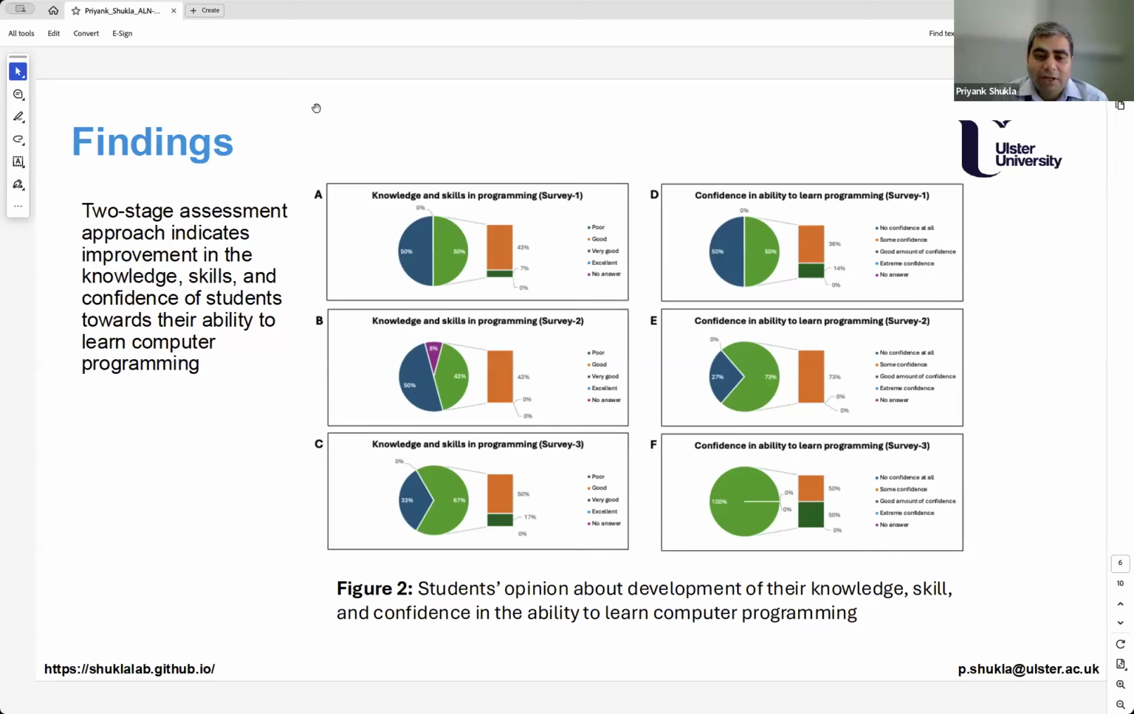Same goes in terms of knowledge and skills. There is a slight improvement. I again won't say a huge improvement, but for us the confidence was more important than knowledge and skills, I must say, because at the end of the day, like I said, we don't expect everyone to become a software engineer. It's a multidisciplinary course. They might choose their career path in the wet lab side as well.